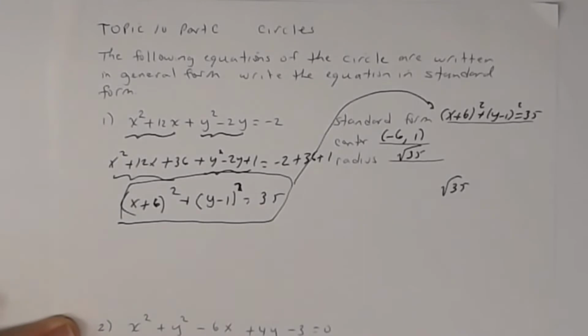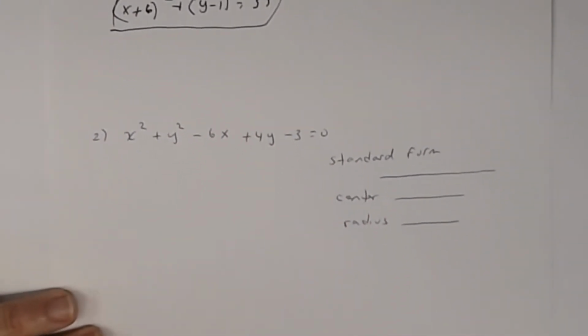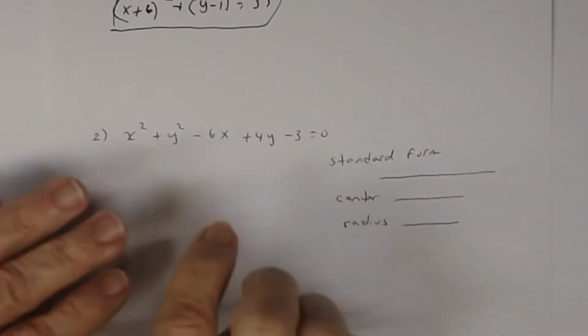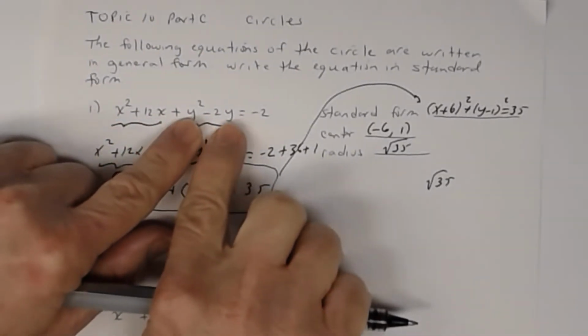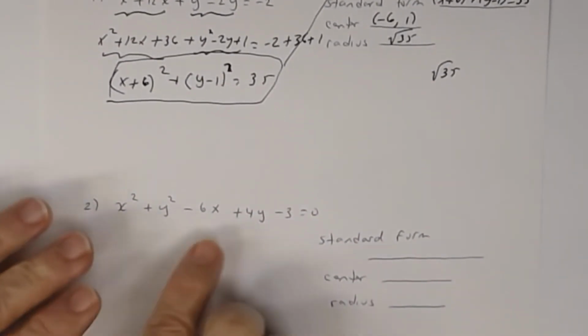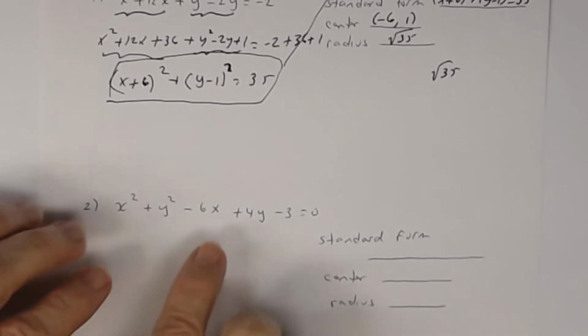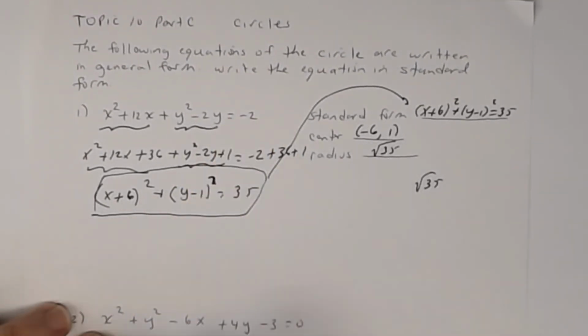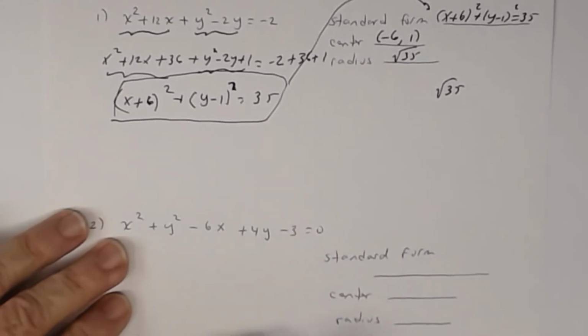All right, so let's look at another example. And so this is number 2. Now notice when we do number 2, remember when we did this, we grouped the x's together and we grouped the y's together. Here though, the x's and y's aren't grouped together. So we're going to rearrange this to where they are grouped together, and we want the constant on the other side. So we need to bring this negative 3 to the other side.